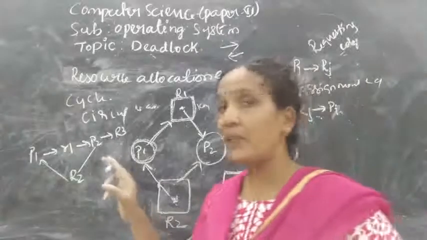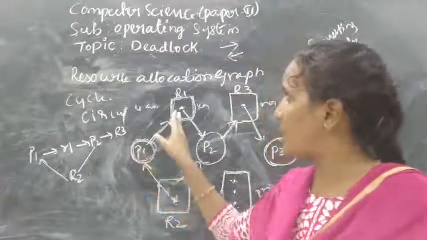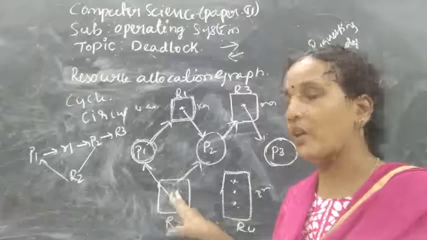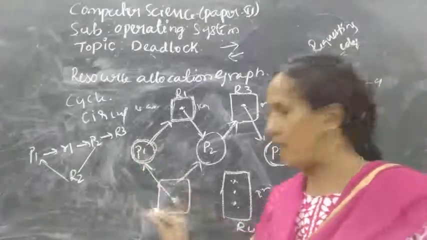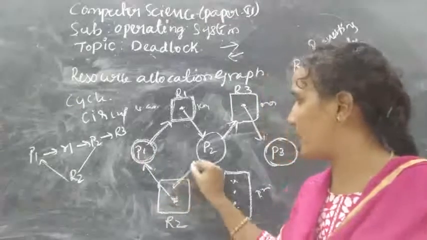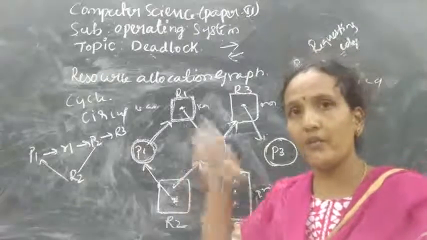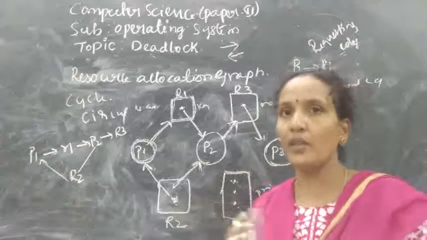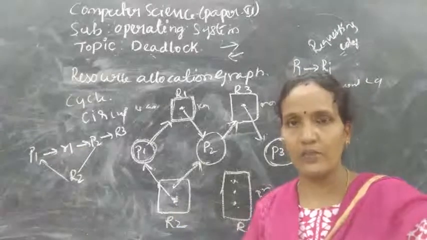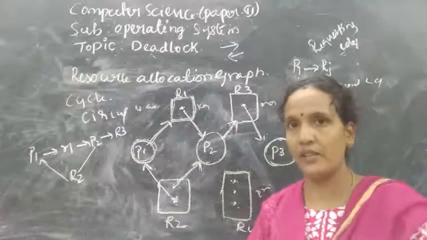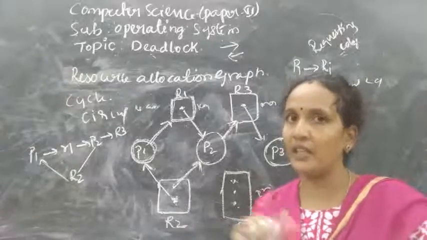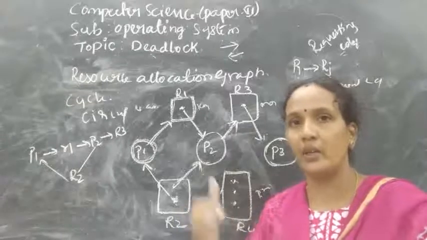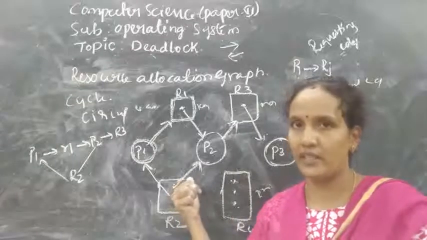Clear? So in the previous example also I have given: P1 is requesting R1, R1 is held by P2, and P2 is requesting R2, and R2 is held by P1. That situation is called a deadlock. Means if there is a cycle or any one of those four conditions, the first four conditions I have explained: mutual exclusion, hold and wait, no preemption, circular wait. If any one of those conditions is there in the graph, then you can say that there is a deadlock inside this resource allocation graph.